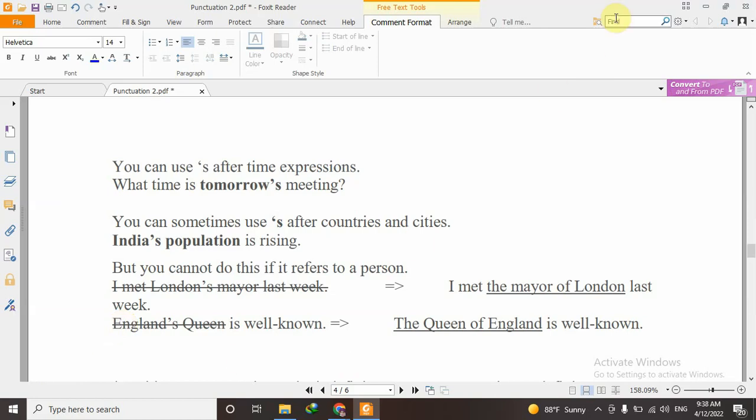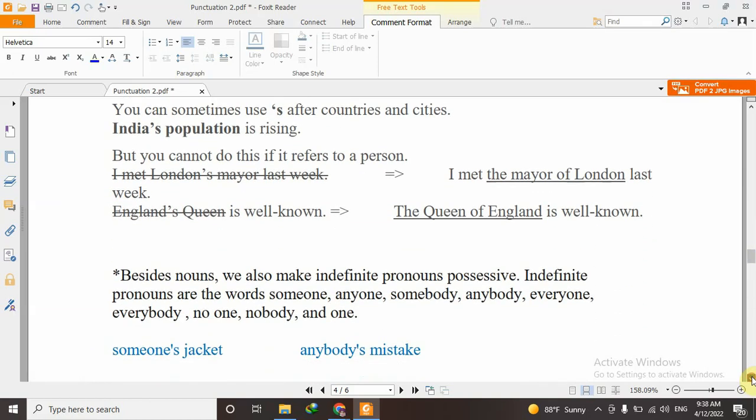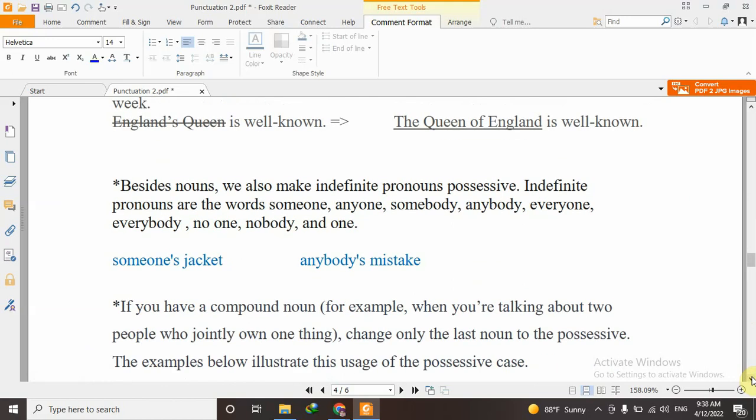And if you check the net, you will understand it more. Now, besides nouns, we also make indefinite pronouns possessive. Indefinite pronouns, what are they? Indefinite pronouns like anybody, somebody, someone, anyone, no one, nobody. These are called indefinite pronouns. So, besides nouns, we also make indefinite pronouns possessive.